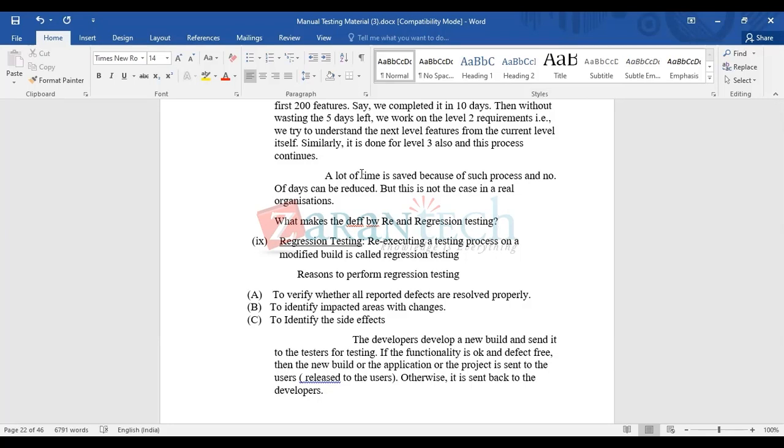Re-executing a testing process on a modified build is called retesting. I'll take the notepad and explain this.